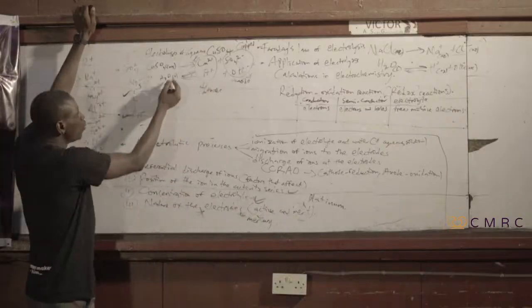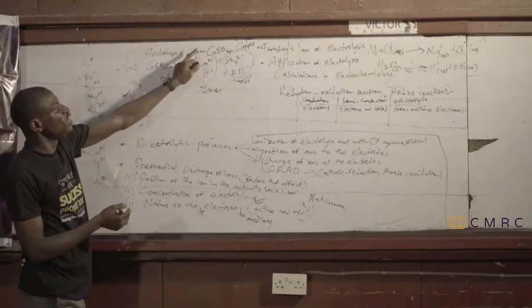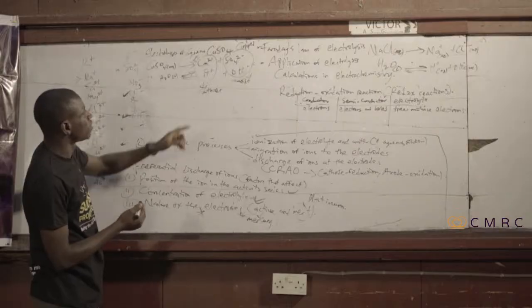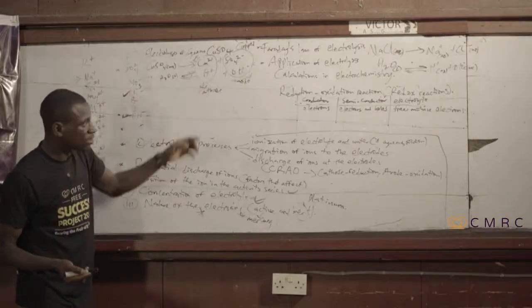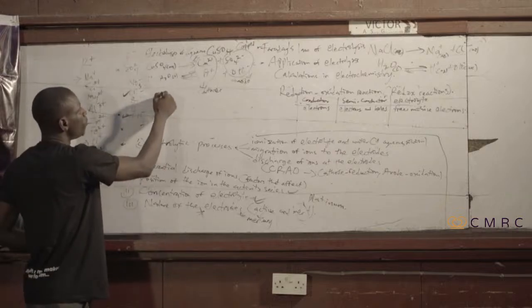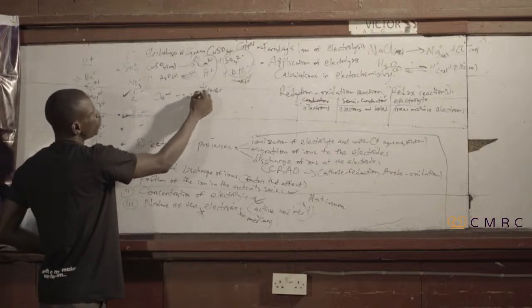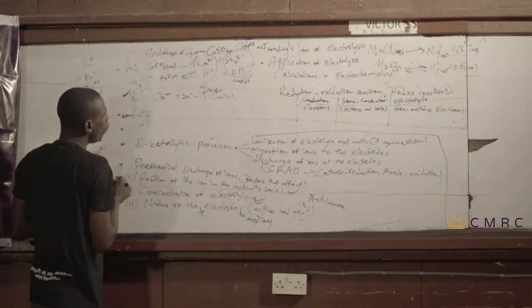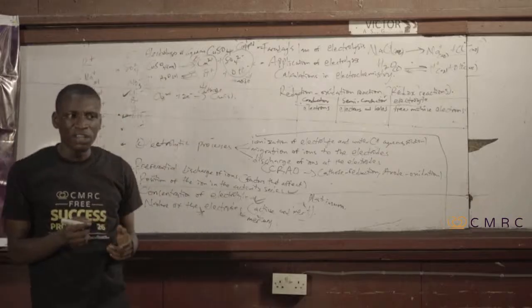Now at the cathode, what will happen? Because you are using copper electrode, copper will be discharged. You are comparing Cu2+ and H+, so copper will be discharged. So you'll have Cu2+ plus 2e- to give you copper solid. Now, what happens at the anode? Something funny happens at the anode.